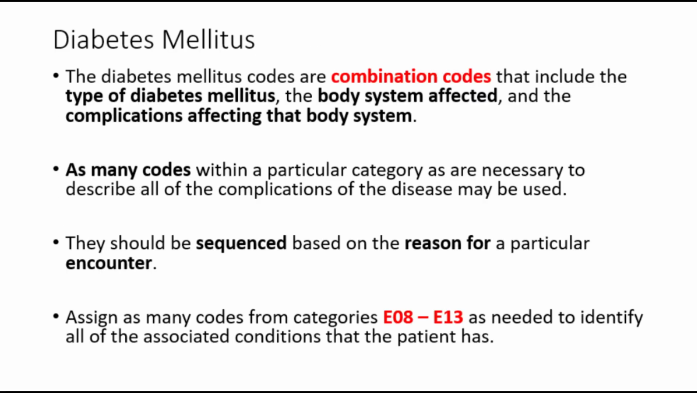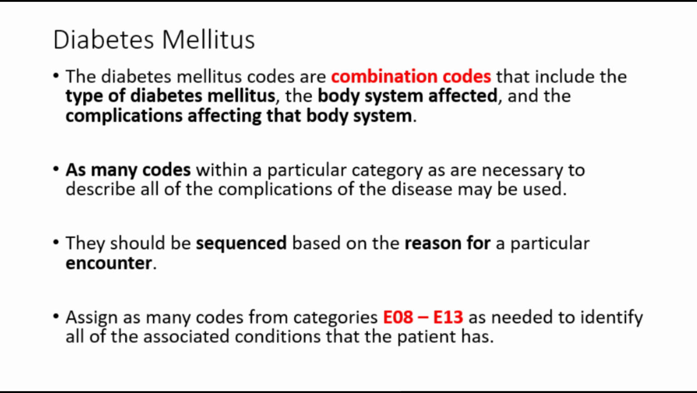The diabetes mellitus codes are combination codes that include the type of diabetes mellitus, the body system affected, and the complications affecting that body system. As many codes within a particular category as are necessary to describe all of the complications of the disease may be used. They should be sequenced based on the reason for a particular encounter.